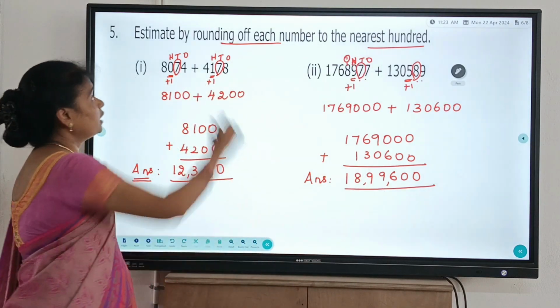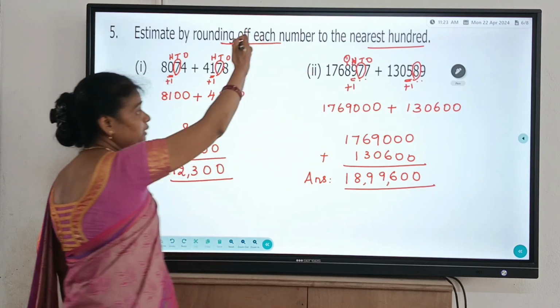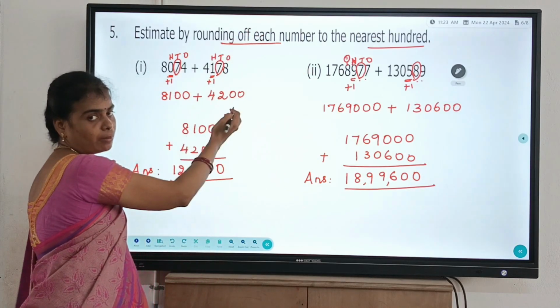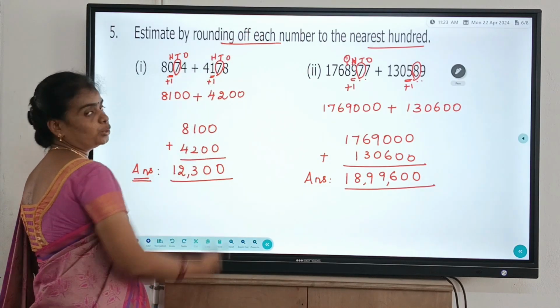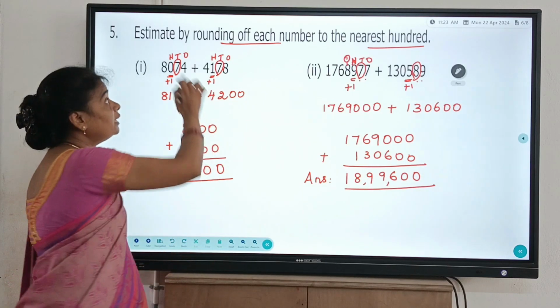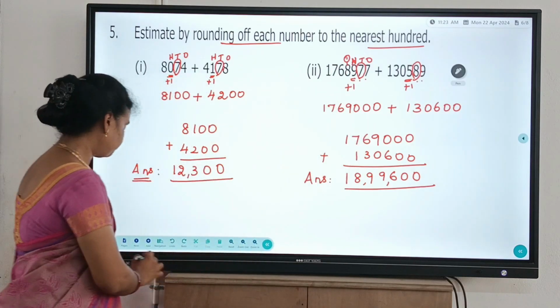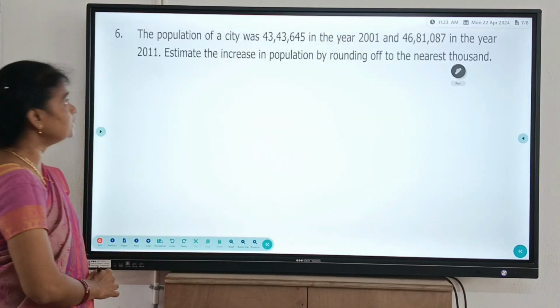Clear? So estimate by rounding off each number. So the first step itself, we are going to round off the numbers and then you are going to add the numbers and find out the answer. I hope you will read the question carefully before doing the sum. We will move on to the next sum now.